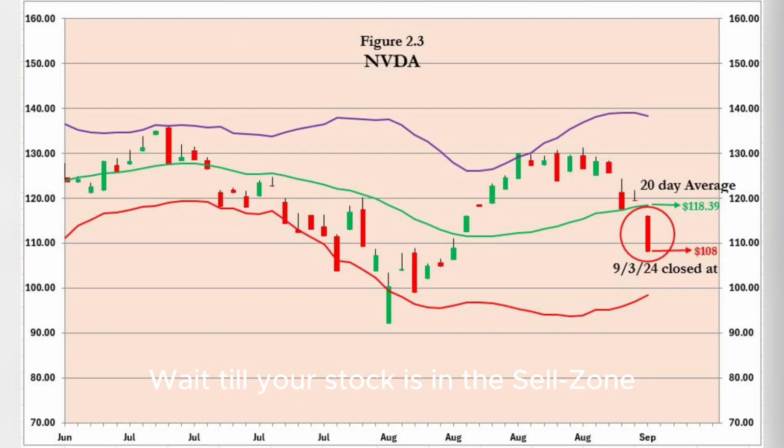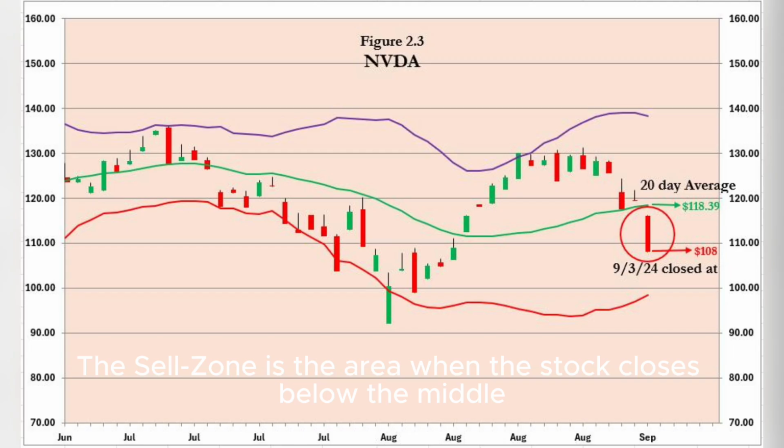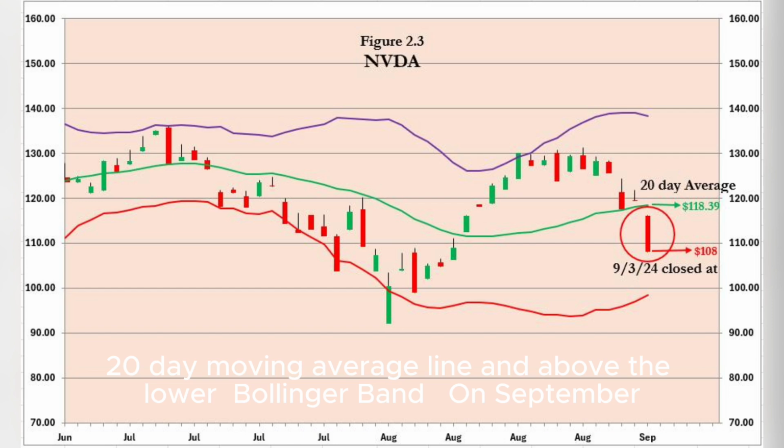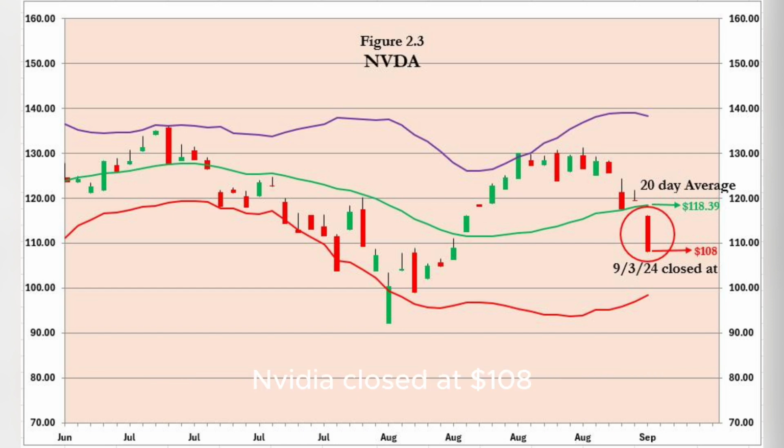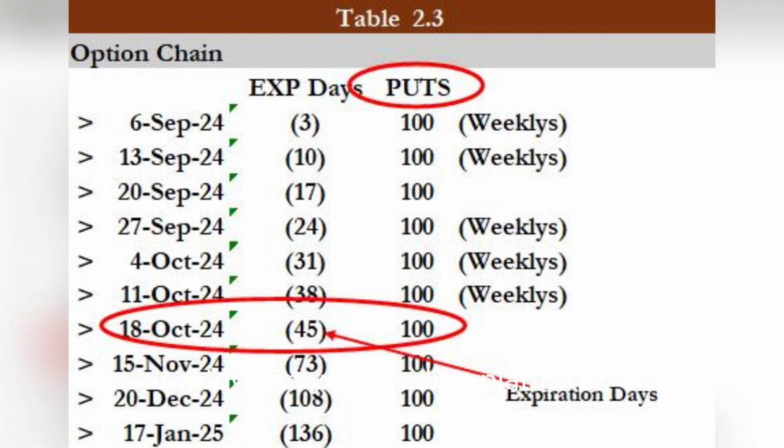Wait till your stock is in the sell zone. Sell zone is the area when the stock closes below the middle 20-day moving average line and above the lower Bollinger Band. On September 24, 2024, NVIDIA closed at $108, lower than the middle moving average line of $118.39. Now, on your trading platform, navigate to the option chain.